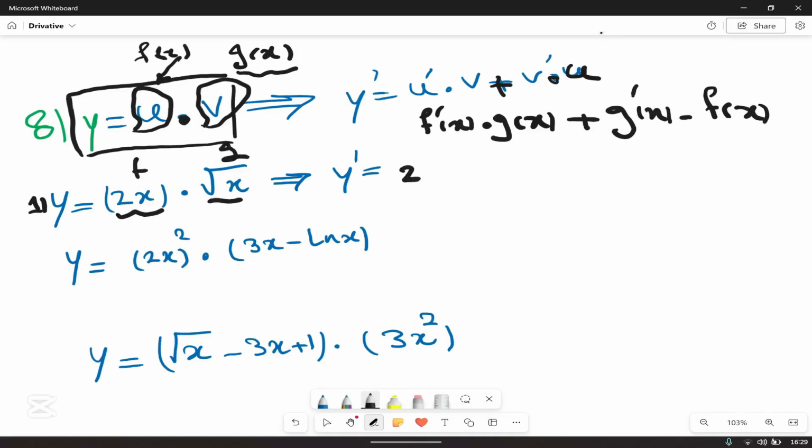For example, in here in the first one, this is f, this is g. f prime is 2 times root square of x, plus the derivative of root square of x, which is 1 divided by root square of x, times 2x.